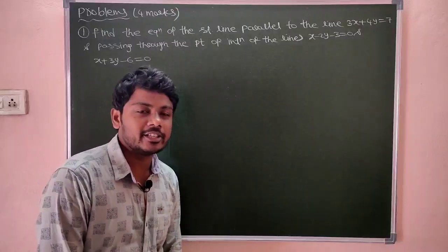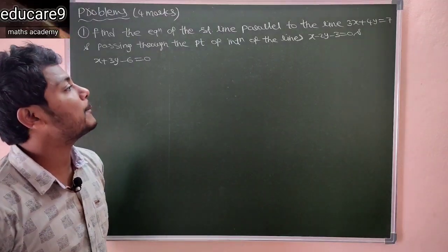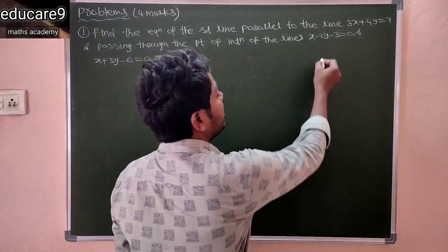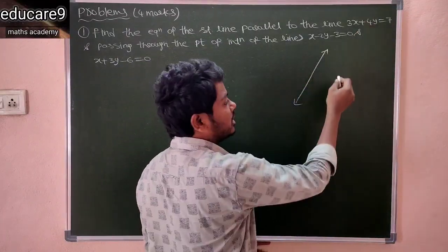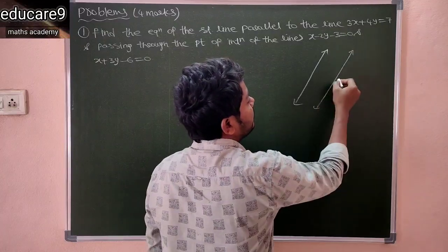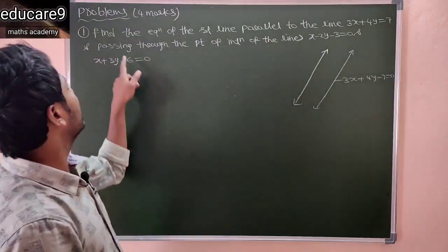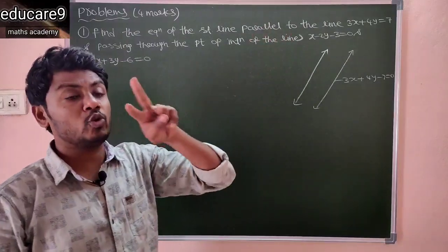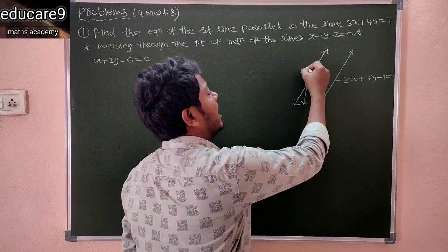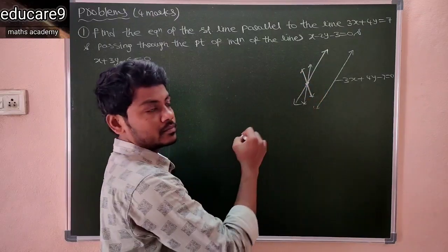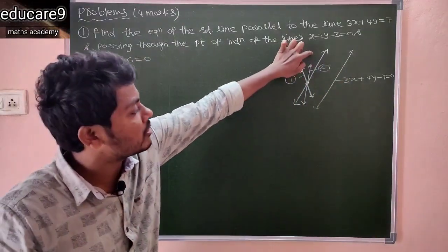Hello everyone. For this session I will discuss a few problems. See the first problem. Find the equation of the straight line parallel to 3x plus 4y minus 7 equals 0 and passing through the point of intersection of two lines. So the required straight line passes through the point of intersection of the two given lines, equation 1 and equation 2. You need to find the equation of this line.